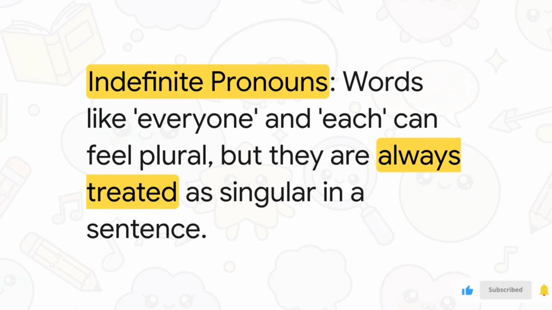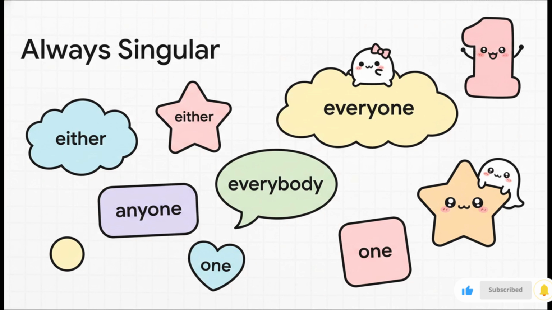Okay, our next suspect is a repeat offender. This one is probably responsible for more subject-verb mistakes than any other. I'm talking about indefinite pronouns. Just look at this lineup. You've got words like everyone, everybody, anyone. Now, I know what you're thinking. Everyone feels plural, right? It sounds like you're talking about a whole group of people. But here's the twist. Grammatically, every single one of these is treated as singular.